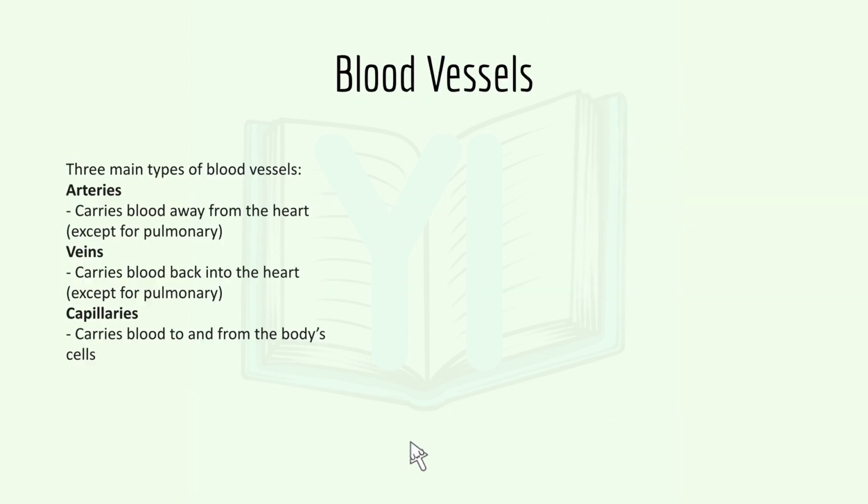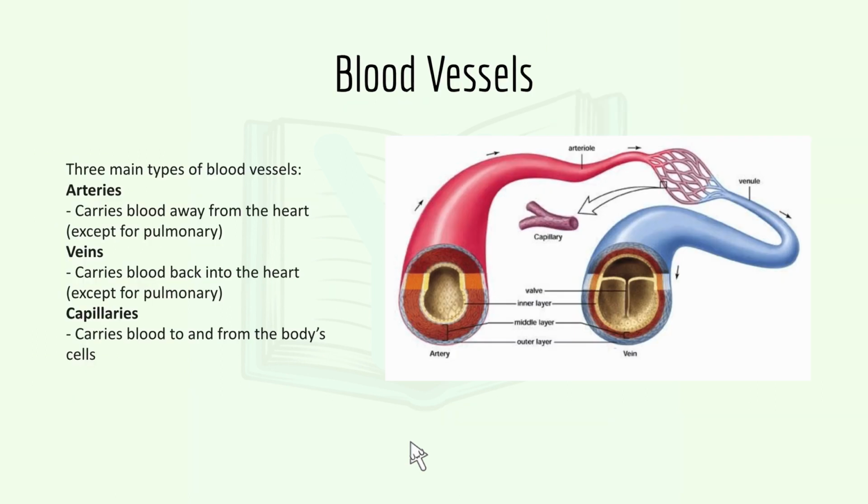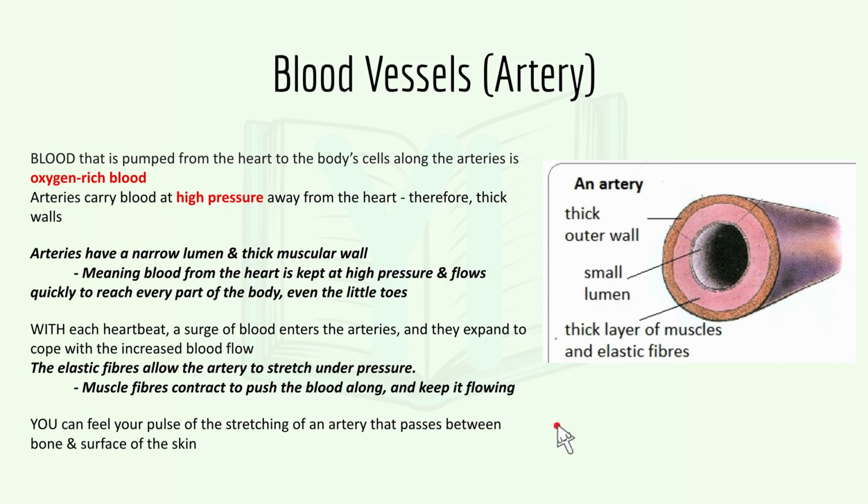So we'll move on now. Now we have blood vessels. There are three main types of blood vessels. They are arteries, veins, and capillaries. An artery carries blood that is pumped from the heart to the body cells along the arteries, in oxygen-rich blood. Arteries carry blood at high pressure away from the heart, therefore thick walls.